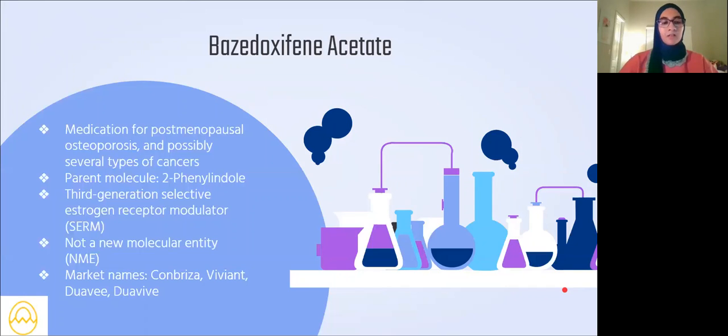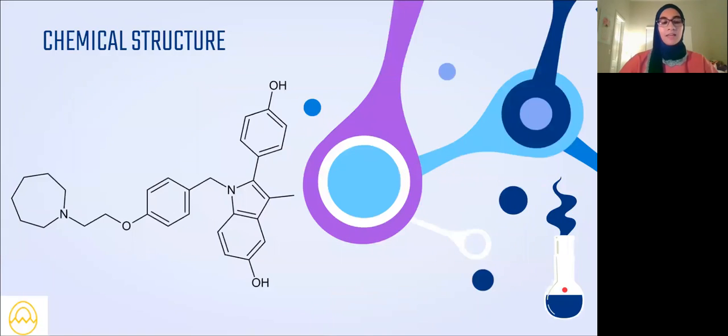Research is currently being done to study the role of bazedoxifene in combating cancers like breast and pancreatic cancer, as well as autoimmune diseases like multiple sclerosis. Bazedoxifene alone is sold in the market under the brand names Conbriza and Viviant, and bazedoxifene, in conjunction with conjugated estrogens, is sold under the brand names Duavee and Duavive. Here is the chemical structure of the active pharmaceutical ingredient bazedoxifene.